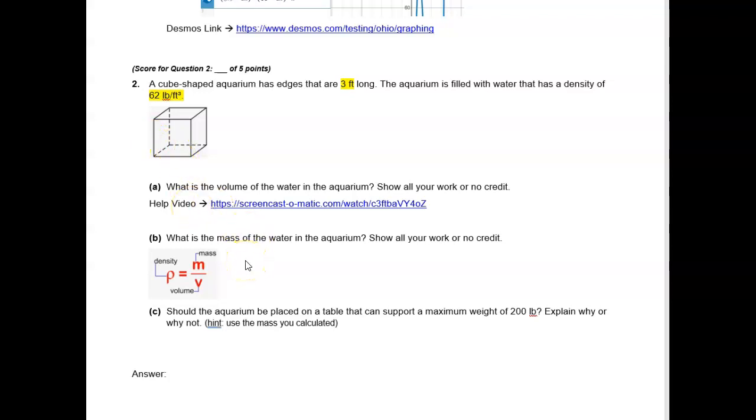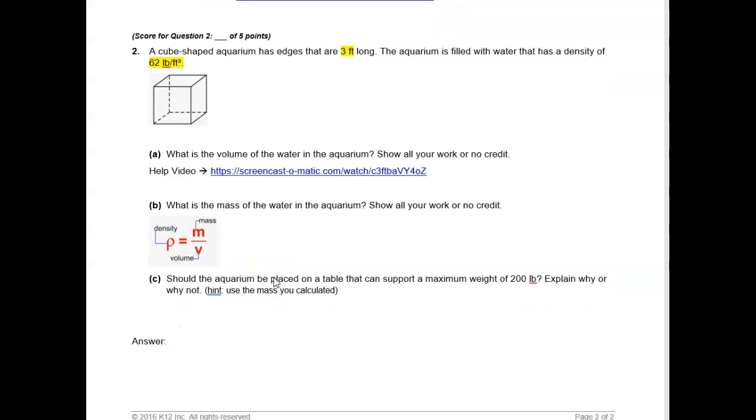Next, you need to find the mass of the water in the aquarium. So this mass number right here, you have density, you were given density, and you found the volume in letter A. So you should be able to find the mass. Should the aquarium be placed on a table that can support a maximum weight of 200 pounds? Explain why or why not. Hint: use the mass you calculated.